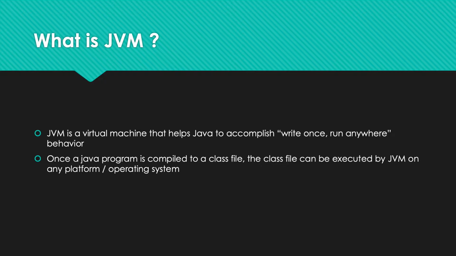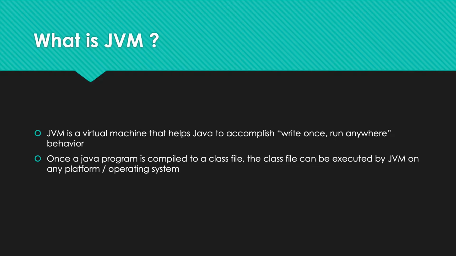You guys might have heard the term write once, run anywhere, right? Which again is a core concept in Java. So you just write once and you can run it on any machine, any server, and to accomplish that we use JVM. So JVM is nothing but a virtual machine which is used to run Java programs.